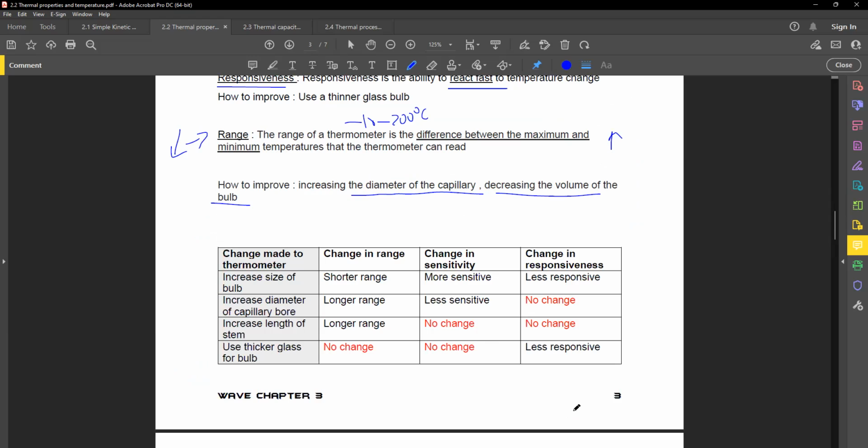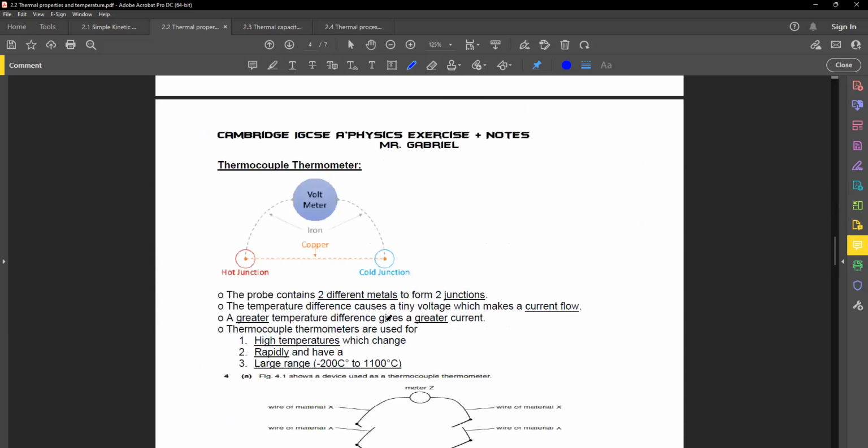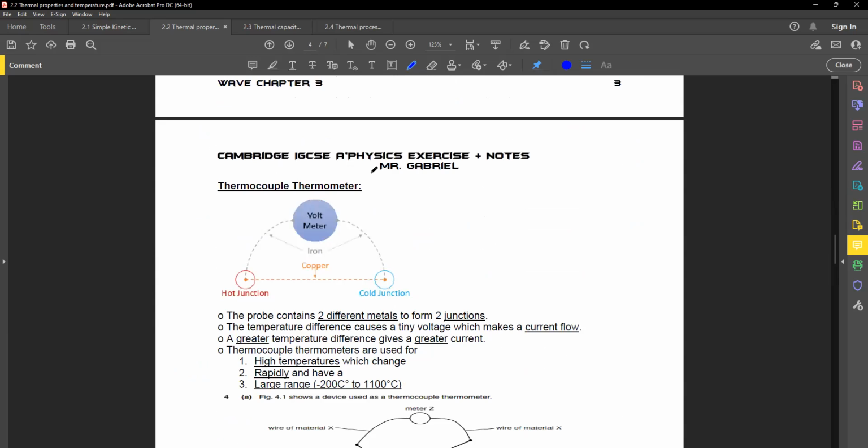Then after that, I've also given you guys a table in your notes. Make sure you read through it, at least so you know what's going on, right? And finally, this last part here is essentially a thermocouple.